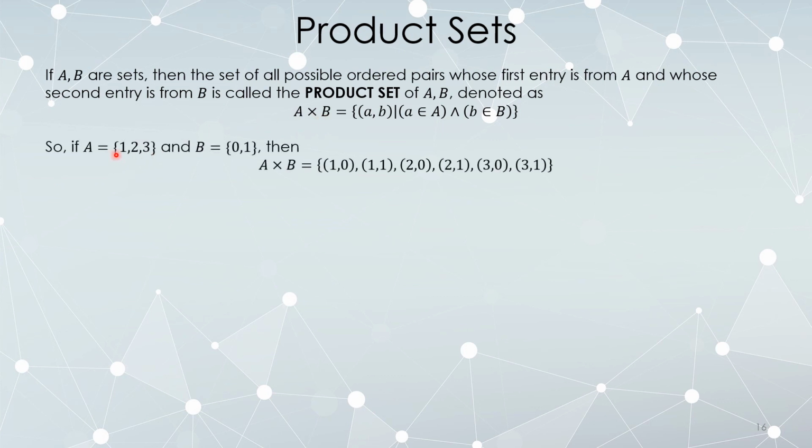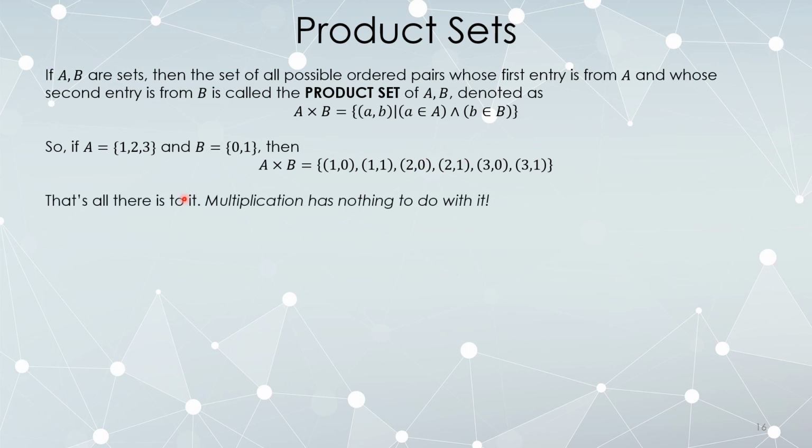So suppose we have 1, 2, 3, and 0, 1. We have to make all ordered pairs where the first element is either 1, 2, or 3, and the second element is either 0 or 1. So I go through this fairly mechanically, and I do (1, 0), (1, 1), (2, 0), (2, 1), (3, 0), (3, 1). And I've made all possible ordered pairs. The first element is either 1, 2, or 3. The second element is either 0 or 1.